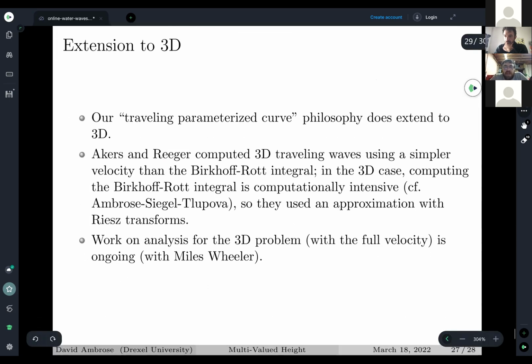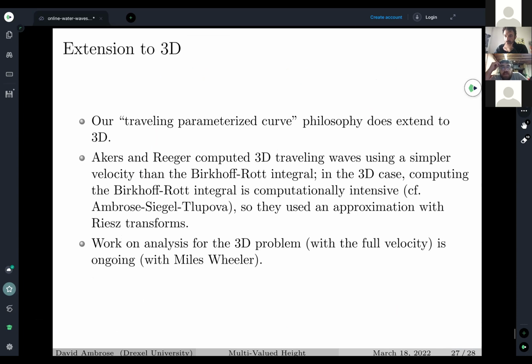And finally, I'll say extension to 3D. The philosophy certainly extends to 3D. The traveling parameterized curve philosophy absolutely extends to 3D. There's no reason you can't make the formulation. So you can do that. It's been done once. Ben Akers and Jonah Rieger computed 3D traveling waves.